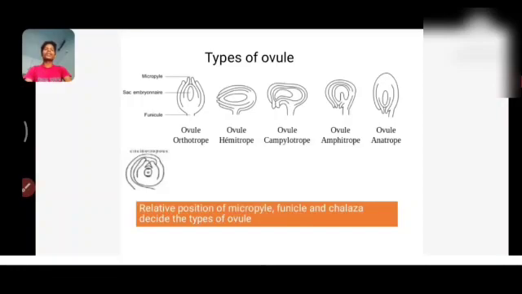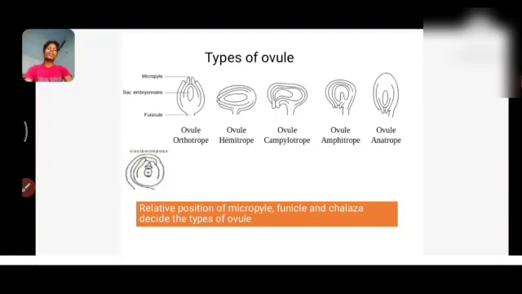And third one is the campylotropous ovule. In this particular type, the body of the ovule is more or less at right angles to the funicle, and the micropyle bends downwards near the funicle. This type of ovule we can find in Chenopodiaceae and Capparidaceae families.